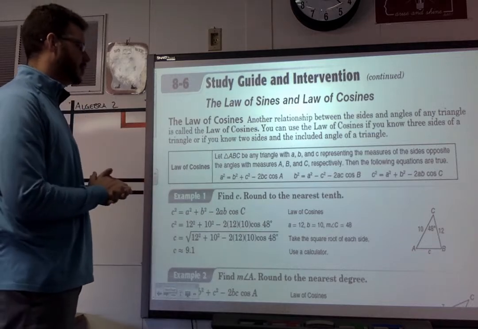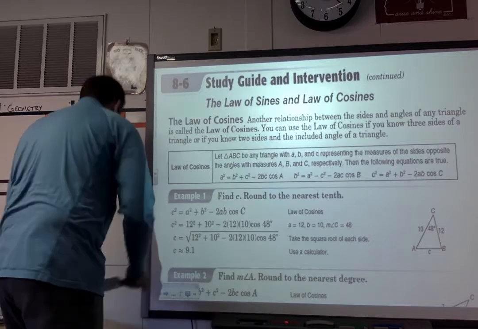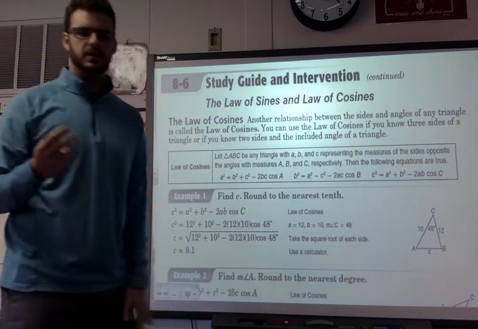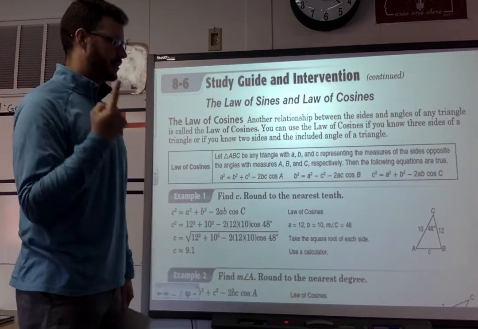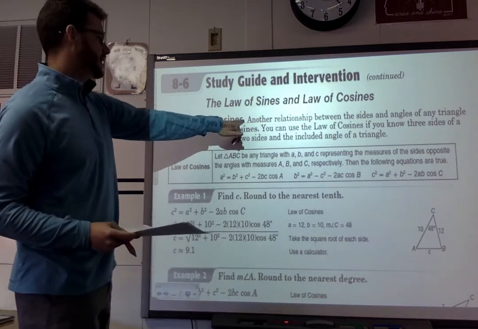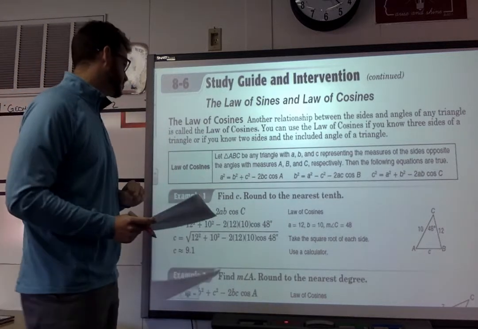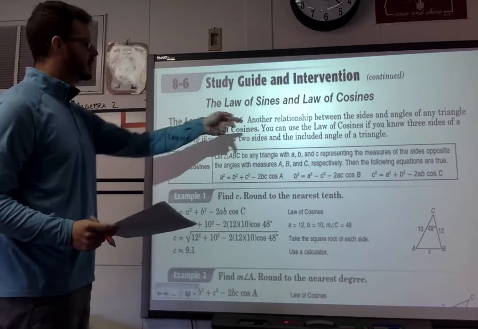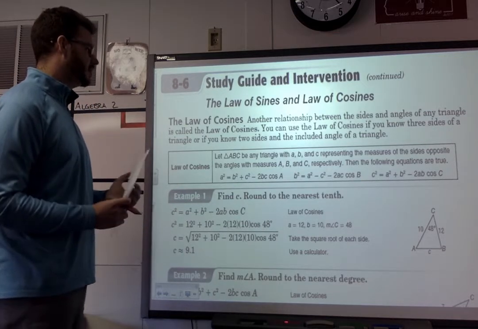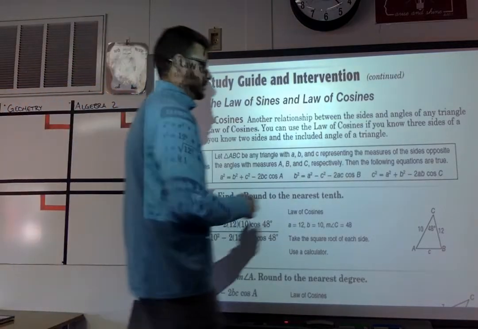Next is the law of cosines. So again, if we think about it for the law of cosines, law of sines was when we were given 2 angles and one of the sides, and we were finding the missing side length. The law of cosines, it says another relationship between the sides and angles of any triangle is called the law of cosines. You can use the law of cosines if you know 3 sides of a triangle, or if you know 2 sides and the included angle of a triangle.